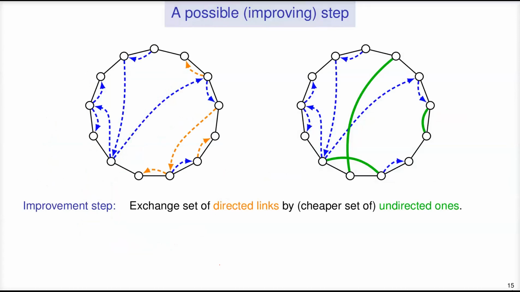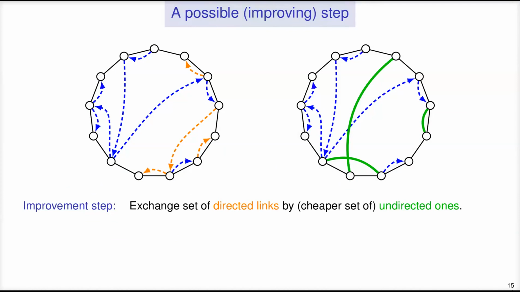So what would be a possible improving step? Assume we start with such a non-shortenable directed WRAP solution as shown here. We would like to exchange some of the directed links by undirected ones. So look at the green ones here. We can add them to that solution. And ideally, of course, we would like the green links we add to be cheaper than the orange ones we're going to remove.